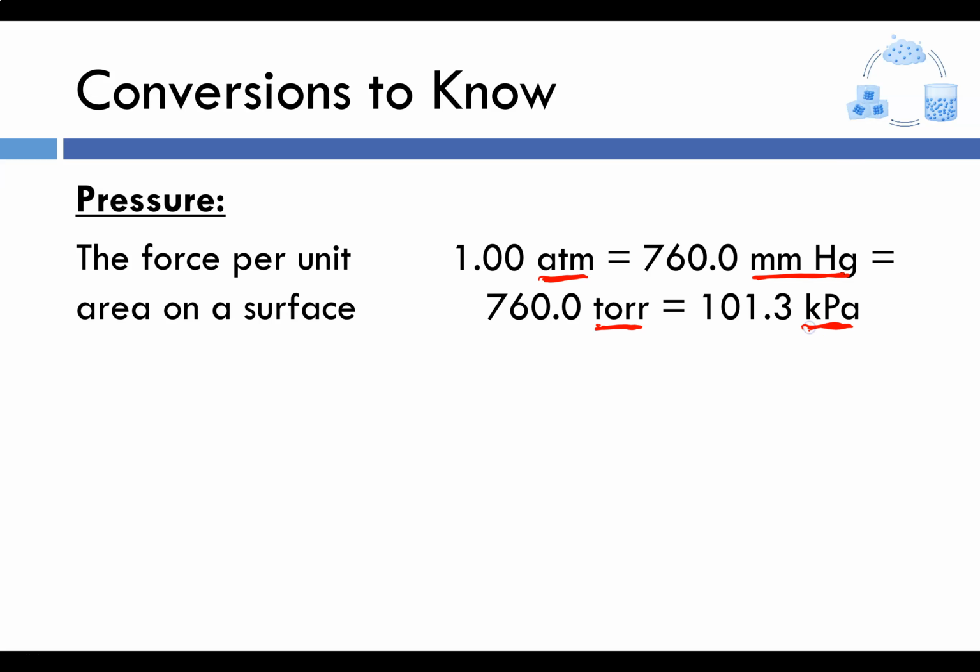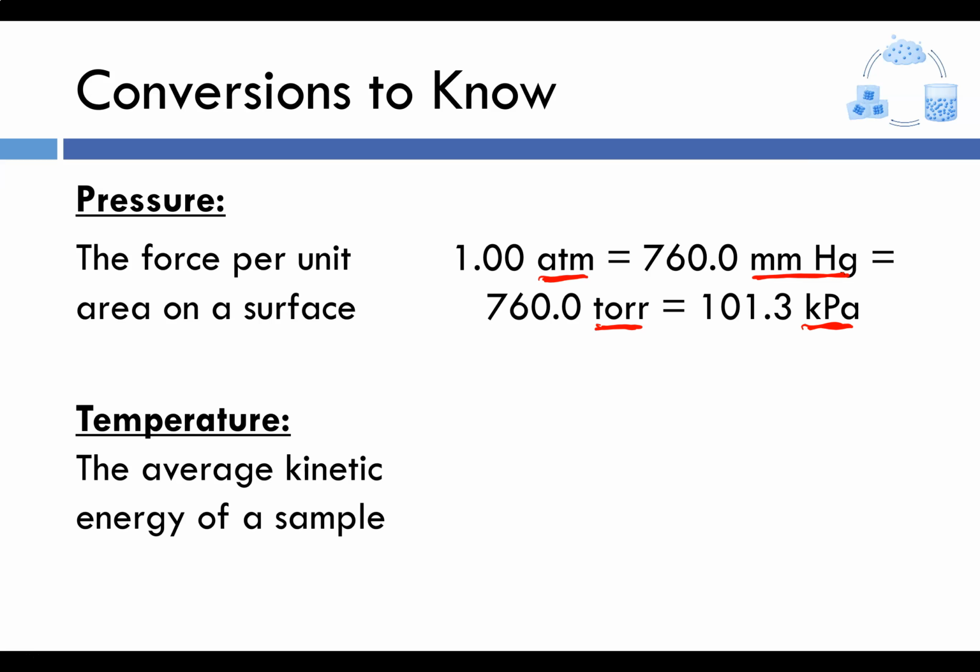You also see kPAs, kilopascals. I expect you to be able to make those conversions without being given those factors. Temperature is just the average kinetic energy of a sample. This one is provided on the reference table. To get from a Celsius temperature to a Kelvin temperature, simply add 273. So a fairly easy conversion to make, but an important one nonetheless.